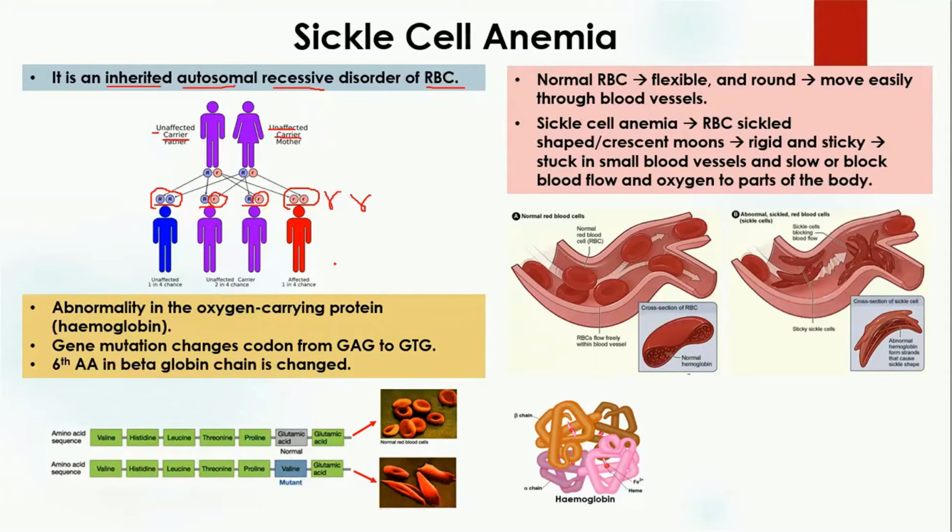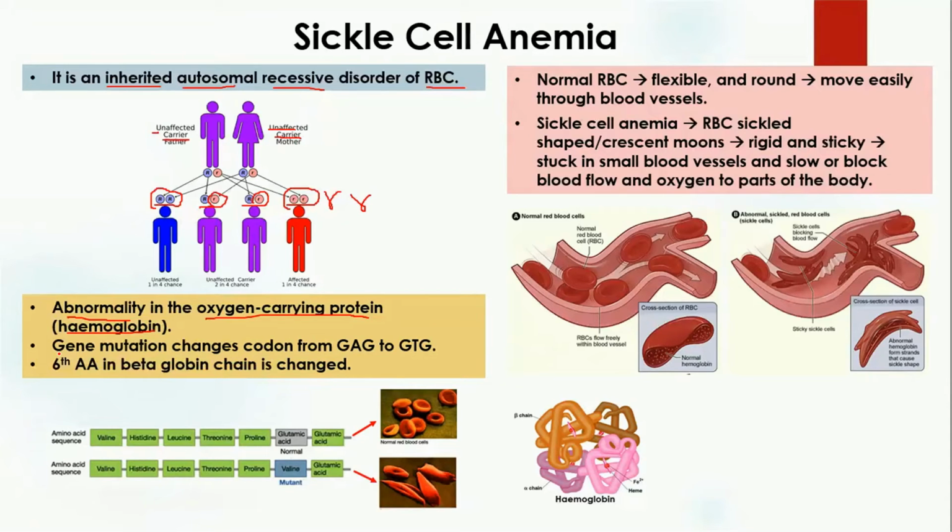As I told you, this is a disorder of red blood cells. There is an abnormality in the oxygen carrying protein which is present in the red blood cell, and we know that this protein is hemoglobin. Hemoglobin is a protein present in the red blood cell, and it carries oxygen from the lungs to the other parts of the body.